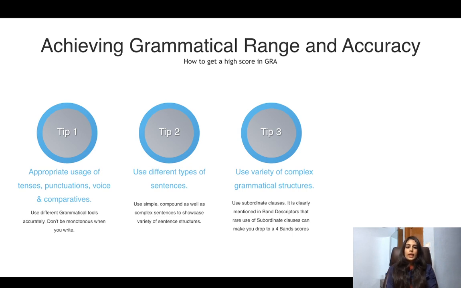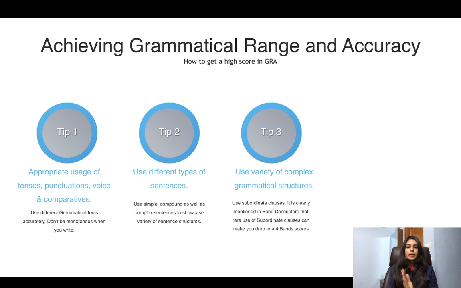Last but not the least, we have GRA. Tip 1 is to use the tenses, punctuations, voices, and comparatives correctly. Now, I'm not going to get into the details of each one of them. I'm sure you have heard of these words before. So do not use them incorrectly. A lot of mistakes are committed with regards to tenses, and I consider them big mistakes. Whereas when it comes to punctuations, they're kind of minor mistakes, but I would still request you to not make these mistakes. So that's your tip 1.